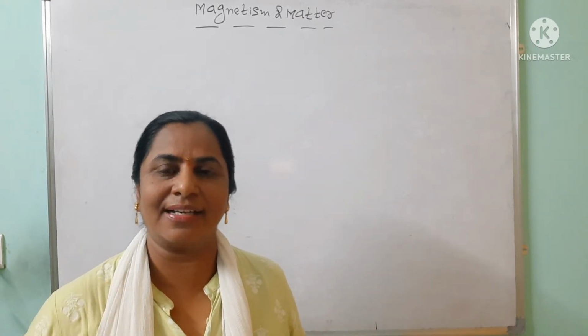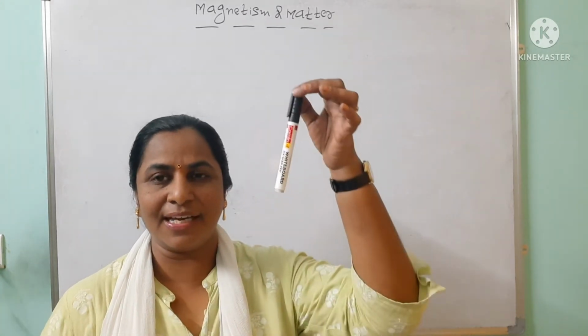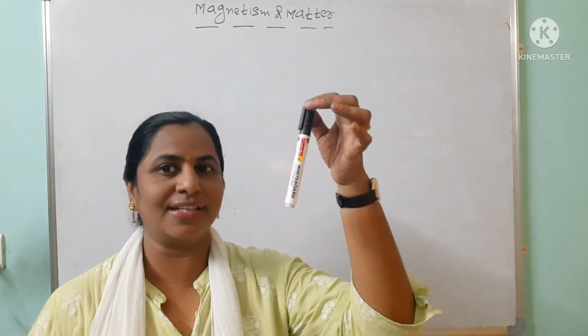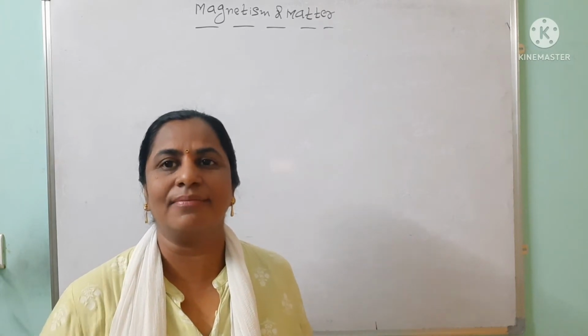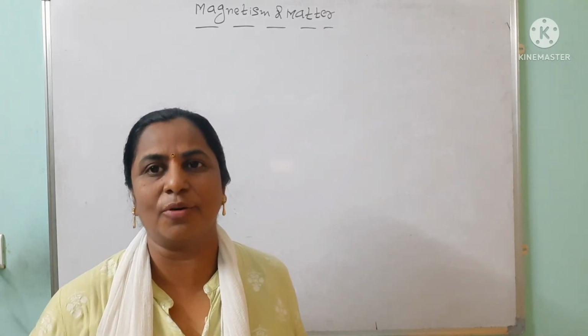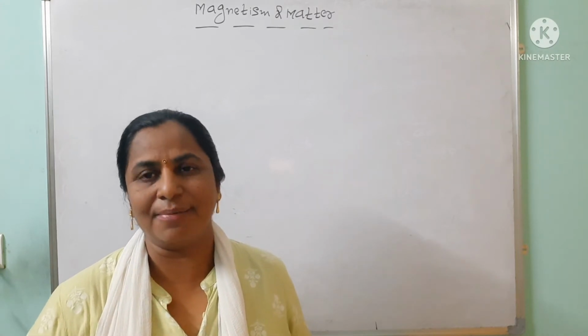What is a magnet? If a body is suspended freely, it comes to rest along the north and south direction of the earth. At the same time, it attracts magnetic materials like iron, cobalt, nickel, like that. So that is called a magnet.